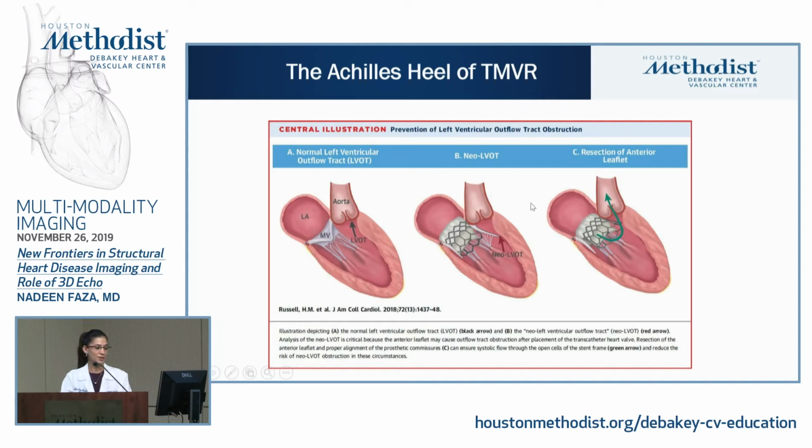That's why it's important to have pre-procedural planning by CT to determine the length of the anterior leaflet and the angle between the mitral valve and the aortic valve, because the more acute this angle is, the more risk of LVOT obstruction. Nowadays, we're doing a new procedure called the LAMPOON procedure, where we lacerate this anterior leaflet percutaneously to decrease the risk of LVOT obstruction prior to any TMVR procedures.